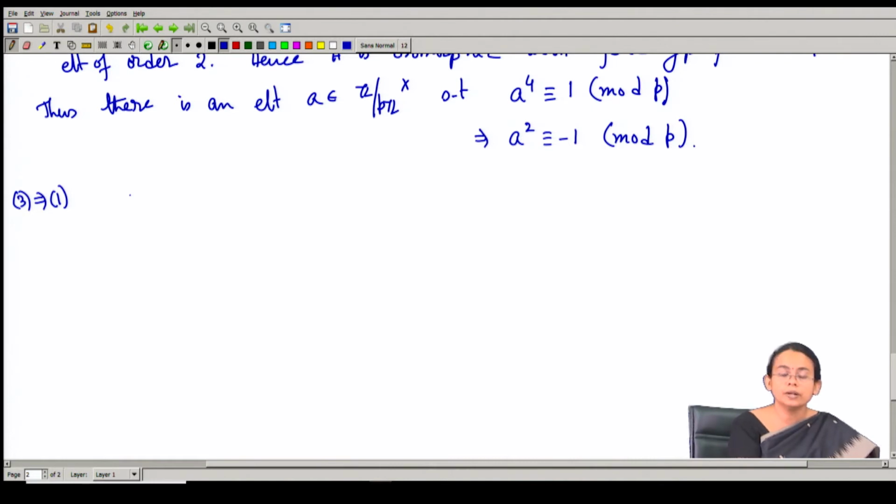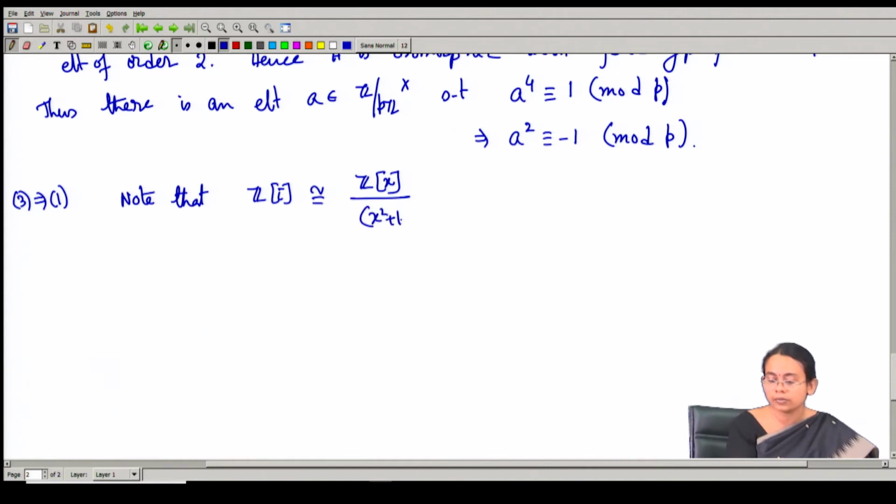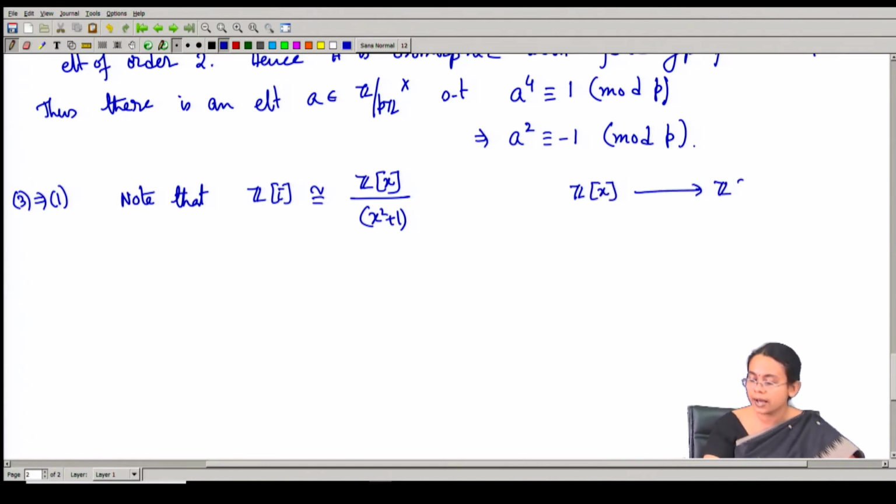In order to prove that, first note that we have this isomorphism: Z[i] is isomorphic with Z[x] quotient x square plus 1. How is this isomorphism defined? Consider this map from Z[x] to Z[i]. Consider any polynomial f(x) and evaluate it at i, so I am just replacing x with i. Suppose this map is phi.